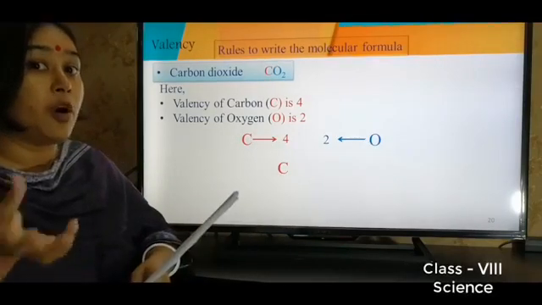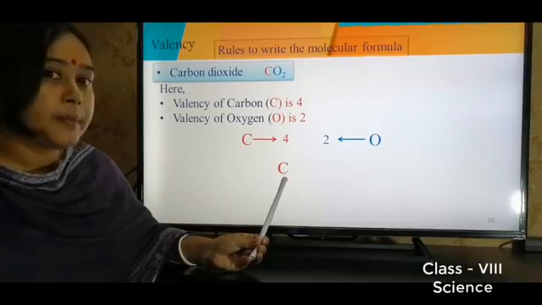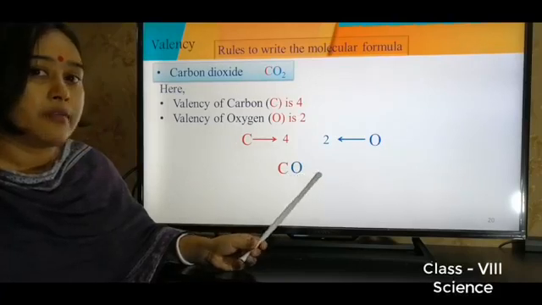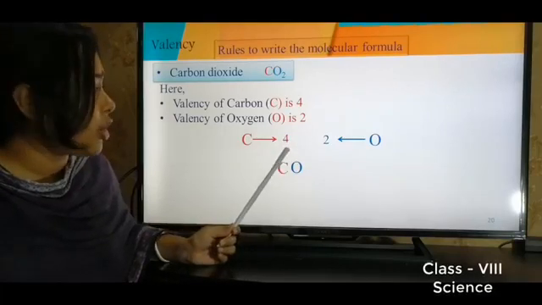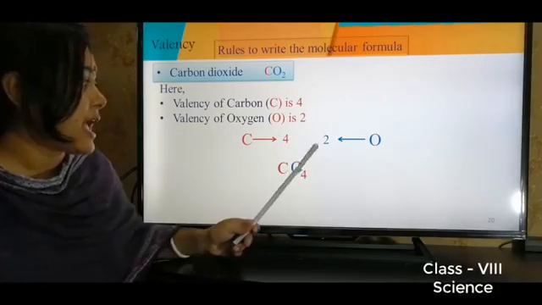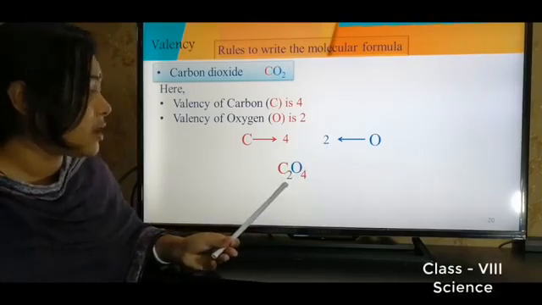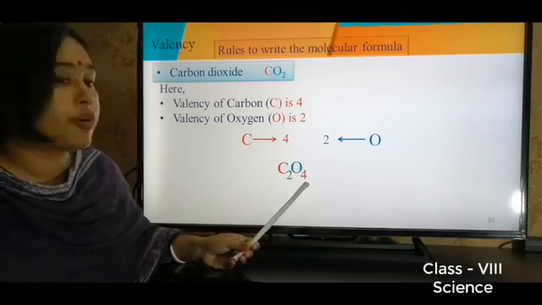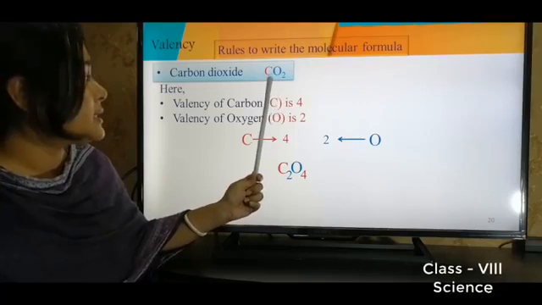Whenever we are forming the formula of the molecule of carbon dioxide, we take C, the symbol of carbon, and we take O, the symbol of oxygen, and now we will take this 4, the valency of carbon, as the suffix of oxygen, and we will take this valency 2 of oxygen as the suffix of carbon. Here you can see C2O4, but our formula of carbon dioxide, we always write CO2.